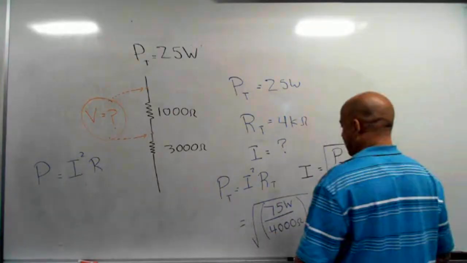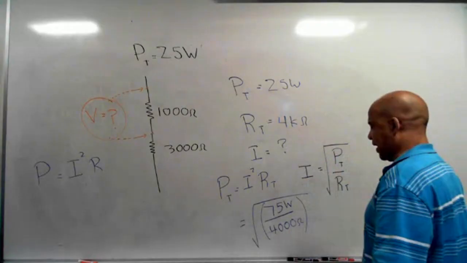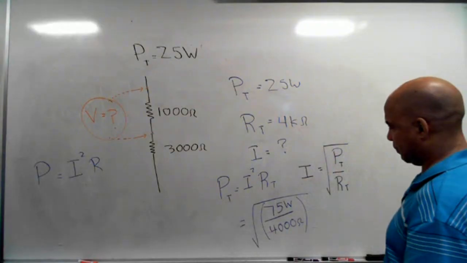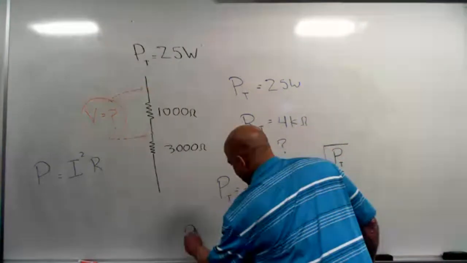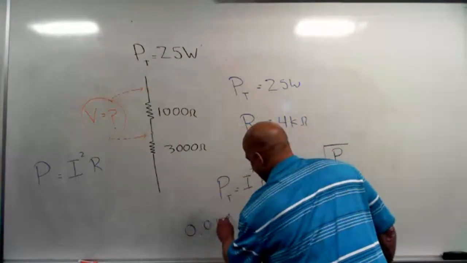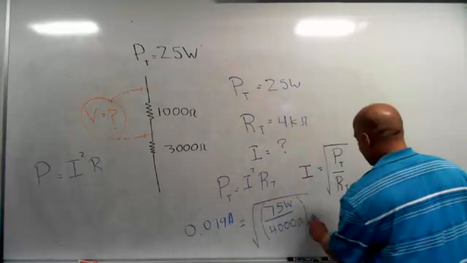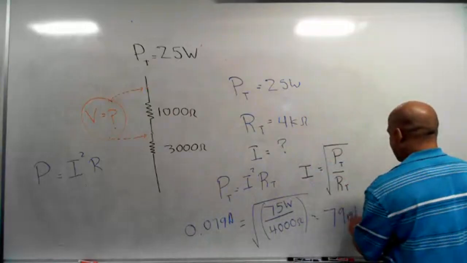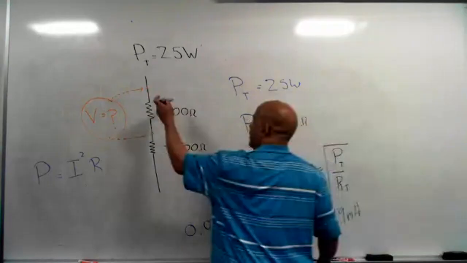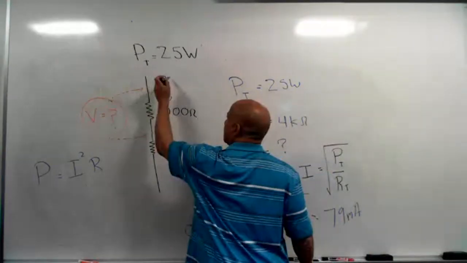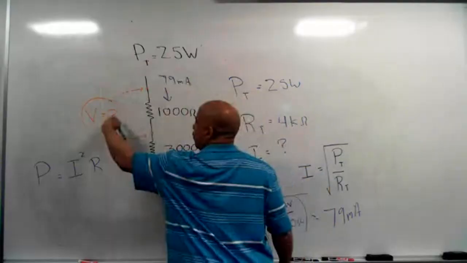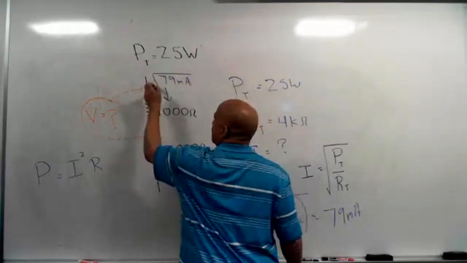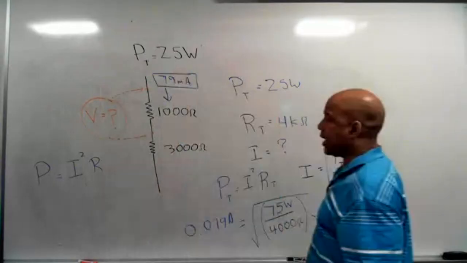And I do believe, how much is that? How much current is that? 0.079 amps, and that would be 79 milliamps. So I now know that there's 79 milliamps going in that circuit. I like to put a circle around voltages. I usually put a square around my current just to make it stand out.